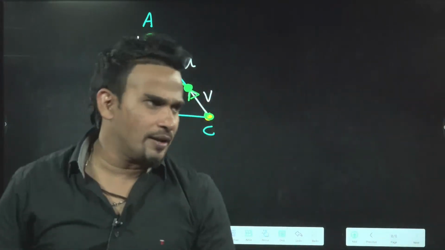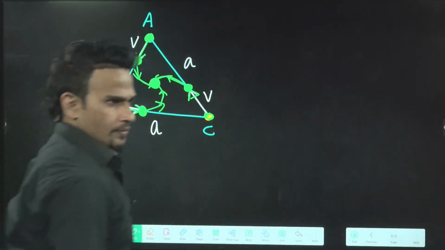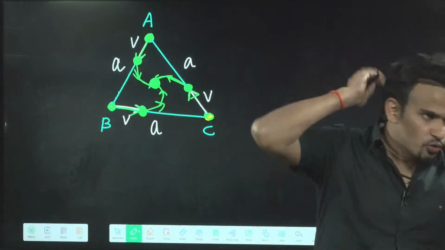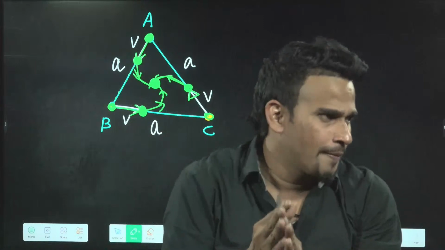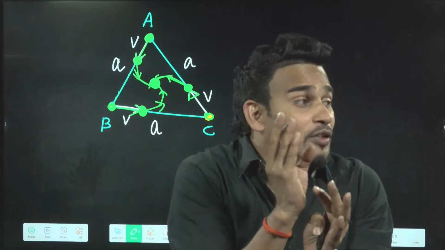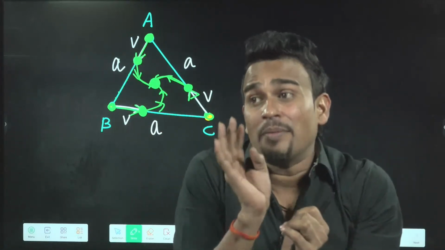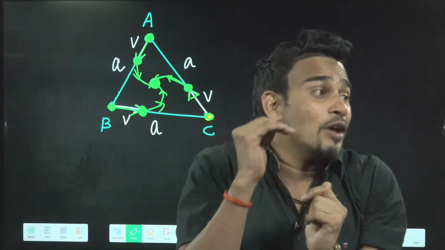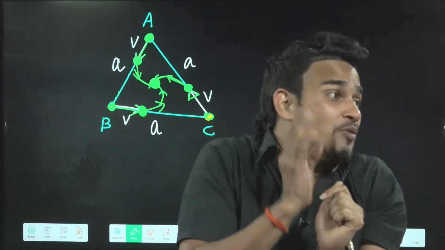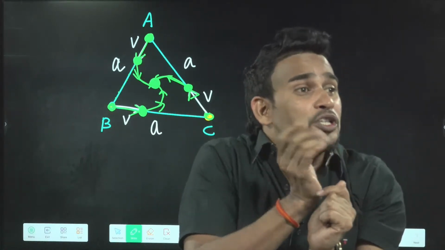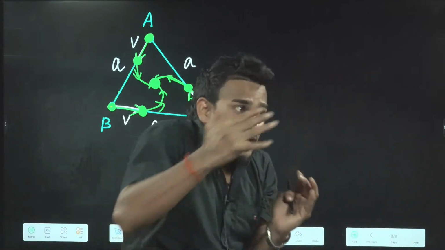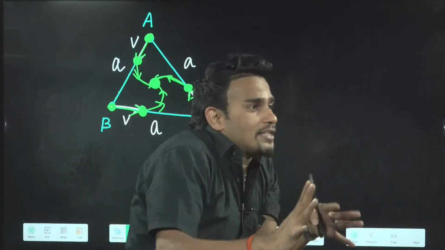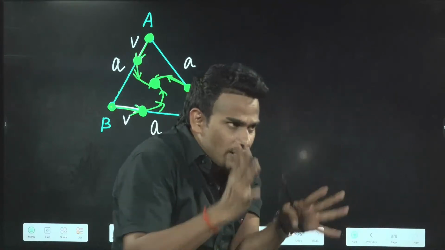Those who are new and doing this question for the first time, did they understand? They are not moving on the sides. If they move on the sides, then they will never meet. A is always moving towards B, and B is always moving towards C. As A is changing its position, B is also changing the direction of its motion. They are going like this, looking at each other. So they will meet at the centroid. Is it okay? Shall we move further?